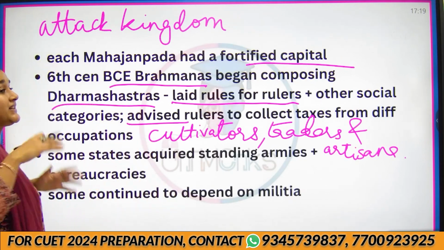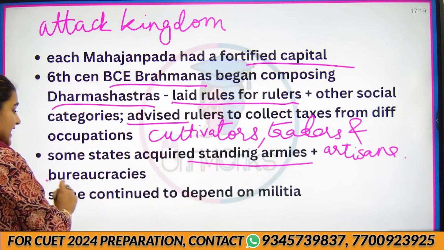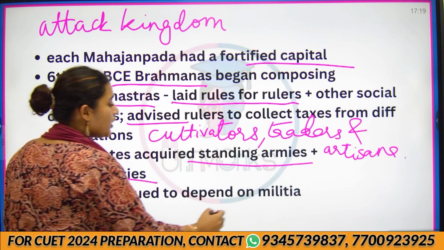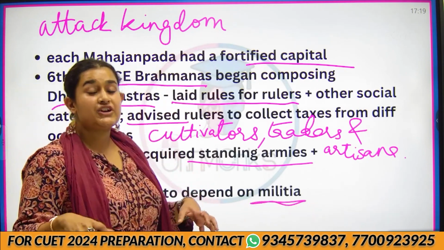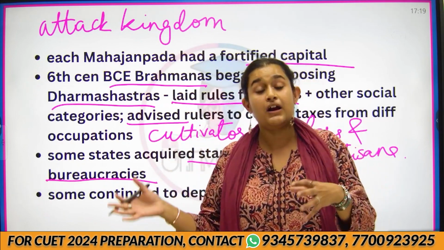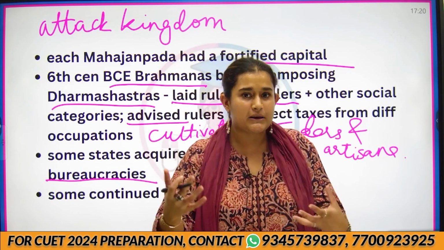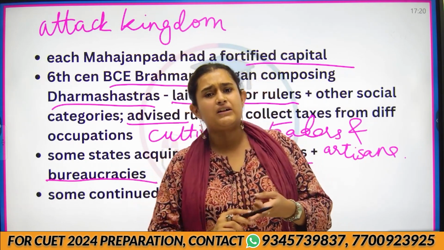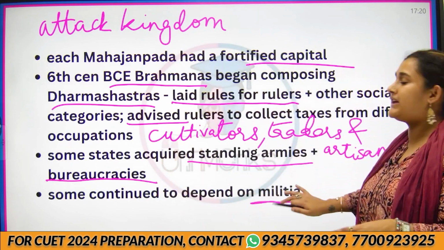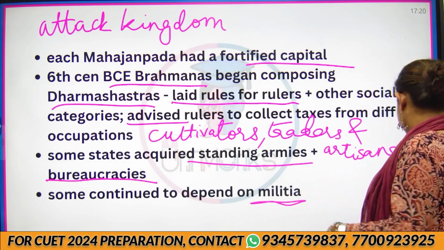Now, kingdoms that were successful in doing all of this acquired standing armies and proper bureaucracies, all right? While some others depended on militia. Now, militia is sort of a temporary army, okay? It is made up by the men that lived in those particular kingdoms, okay? And these men were not army men, all right? They were probably cultivators, they were artisans, stuff like that, all right? Basically, this was not their main source of income. Their main source of income and sustenance was something else.